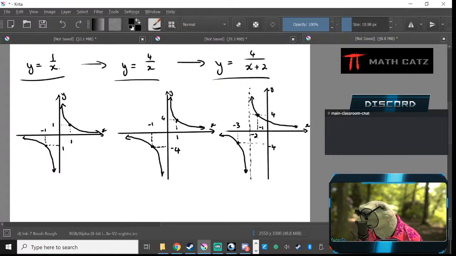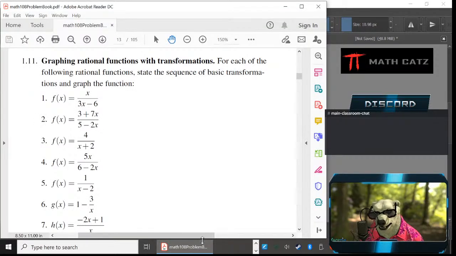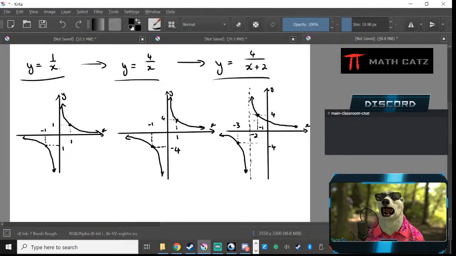Now I can, of course, find the y-intercept. Do they actually even care in the question? I don't know if they actually care. State the sequence of basic transformations and graph it. All right. It's always nice, though, to have a y-intercept. Basic requirement here is a y-intercept. Well, that looks like a graph. Let's do it separately.